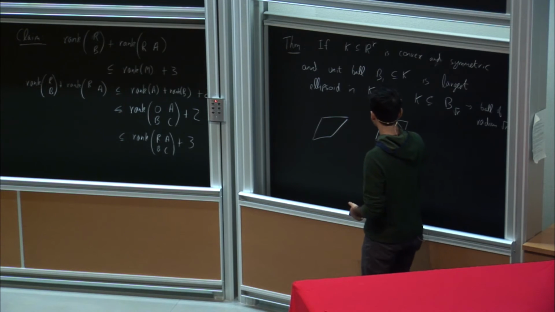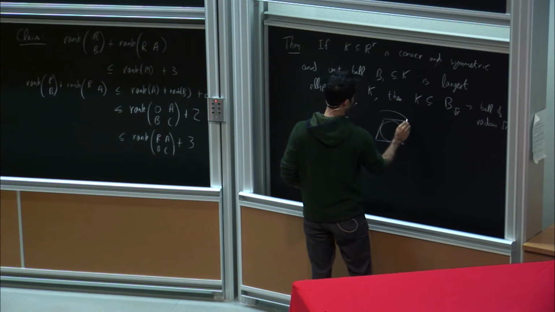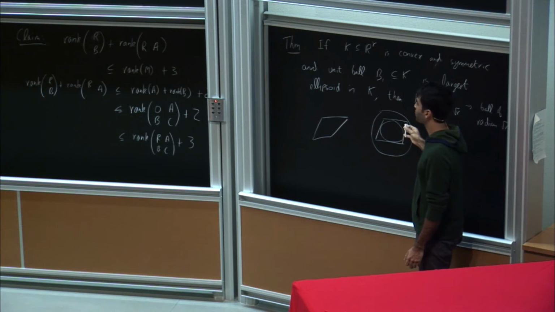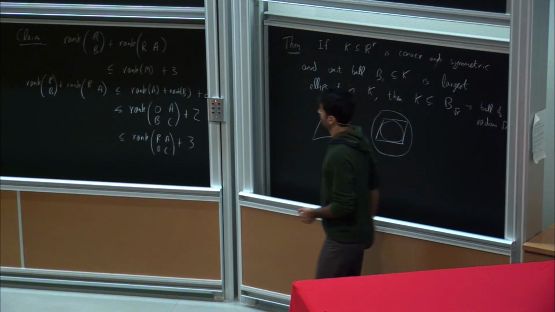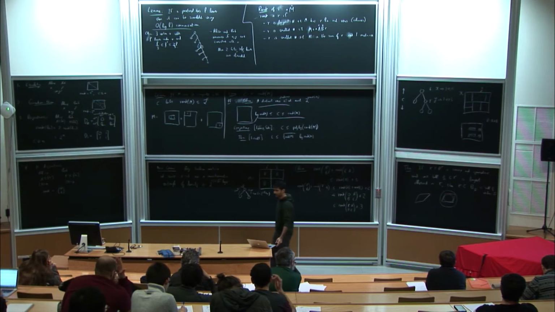So if the unit ball is the largest ellipsoid, then if you look at the ball of radius square root r, that contains the convex body. Which means that in particular every point in K has length at most square root r. Okay, so let's see how to use this fact.